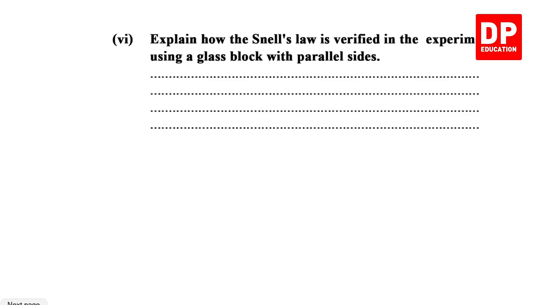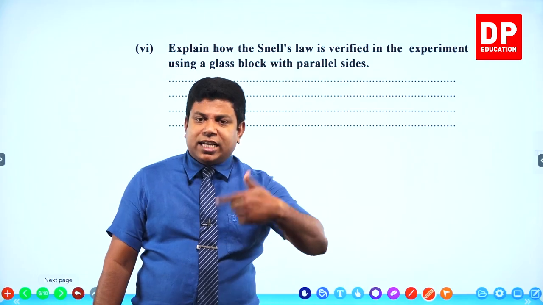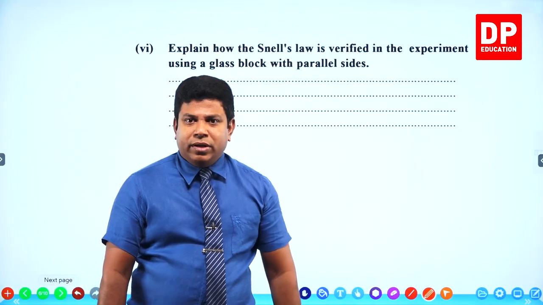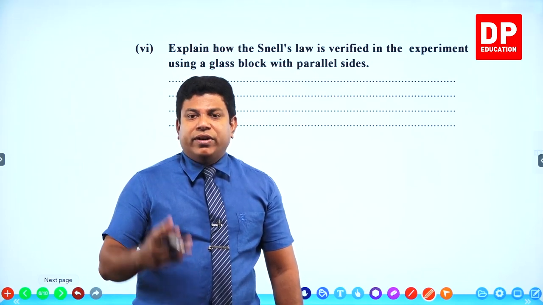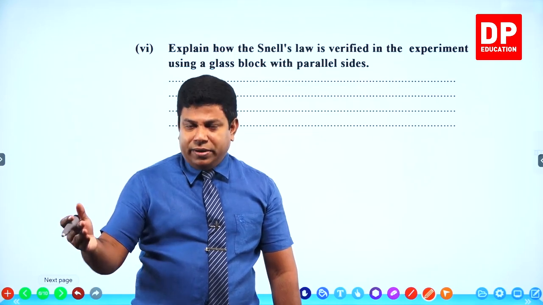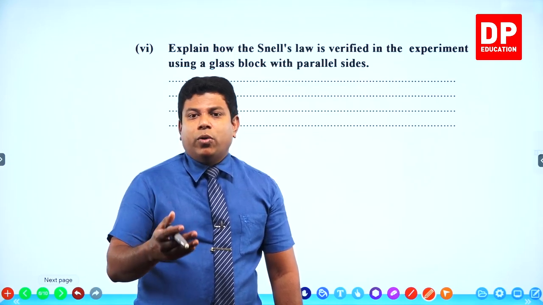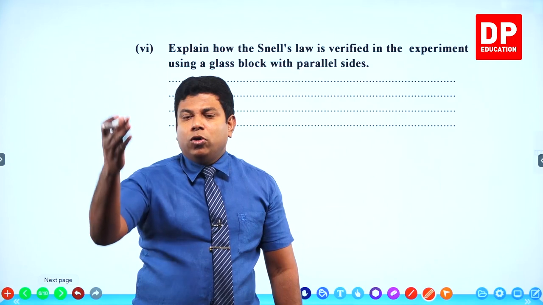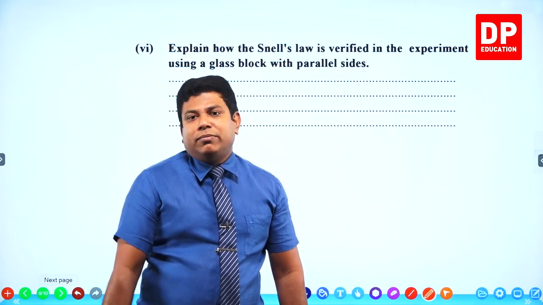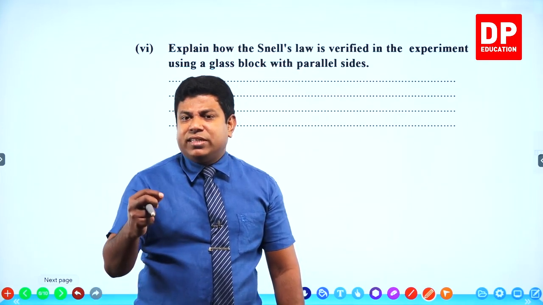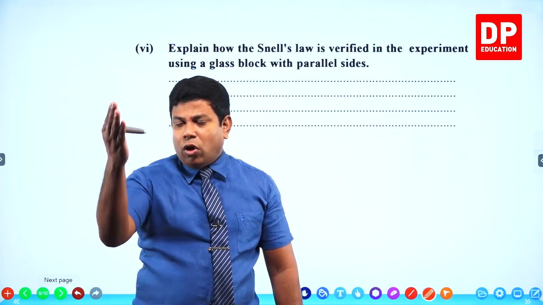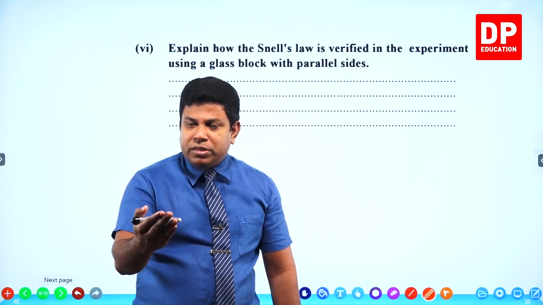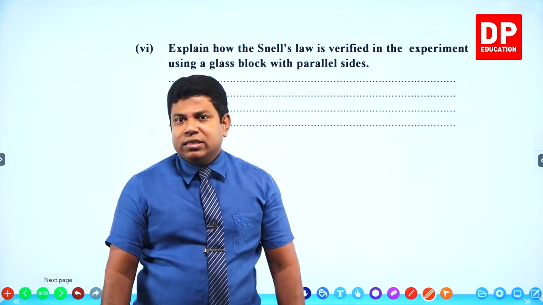Explain how Snell's law is verified in the experiment using a glass block. So what did we do? We repeated this experiment a number of times, got different I and R values, and then we drew a graph for sin I and sin R. And we found out sin I versus sin R, all those points are lying on the same straight line. We had a little bit of deviations here and there. That's because of the practical errors, experiment errors. Apart from that, they all fall on the straight line, which confirms that the sin I to sin R ratio is constant.